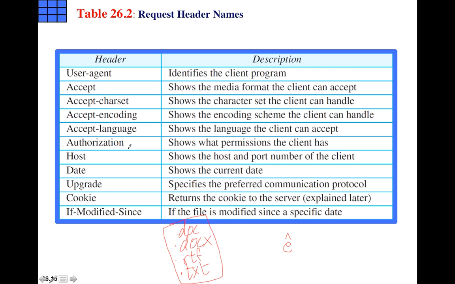Authorization, what permissions does the client have? Does the client have permissions to read only, or is it read, write, modify? Host, it shows the host and port number of the client. The date, what date has this request been sent? Upgrade, it specifies when the server is to respond, what would be the preferred protocol?